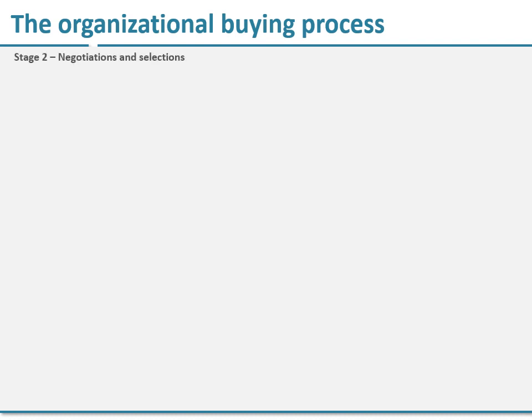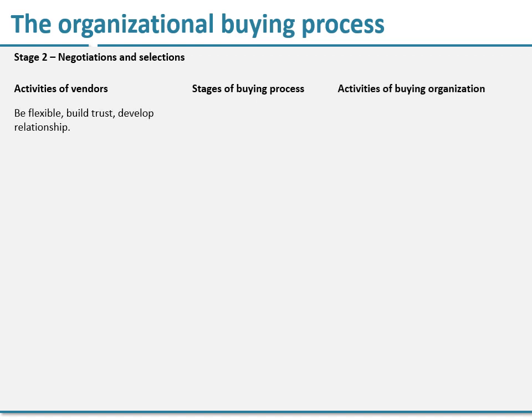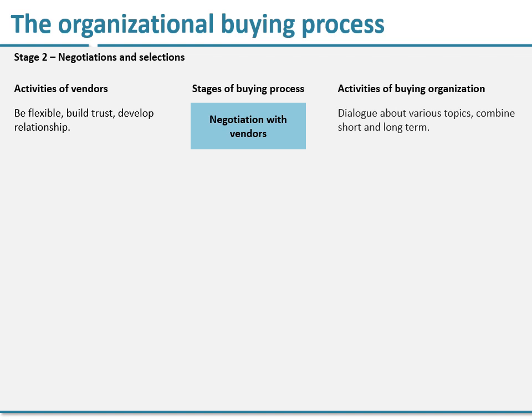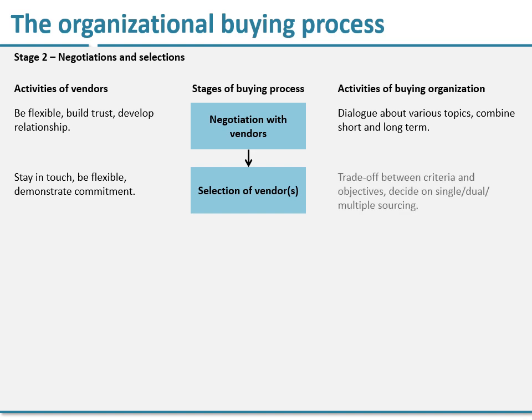Stage 2 is negotiations and selections. The activity here is to be flexible, build trust, develop a relationship. The stage of buying process is to negotiate with the vendors, and the activity is to have a dialogue about various topics, combining short and long term. The next activity is stay in touch, be flexible and demonstrate commitment. The stage of buying process is to select vendors, trade off between criteria and objectives, and decide on single, dual or multiple sourcing as an activity of the buying organization.